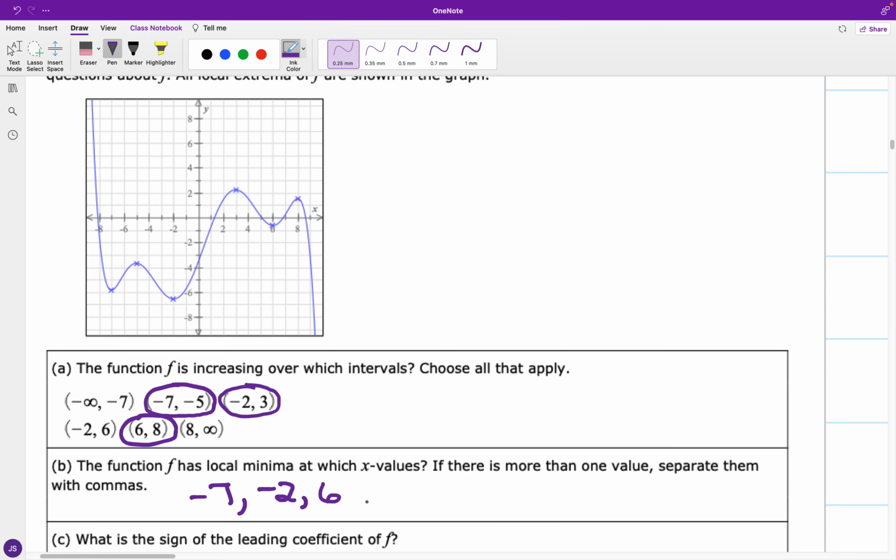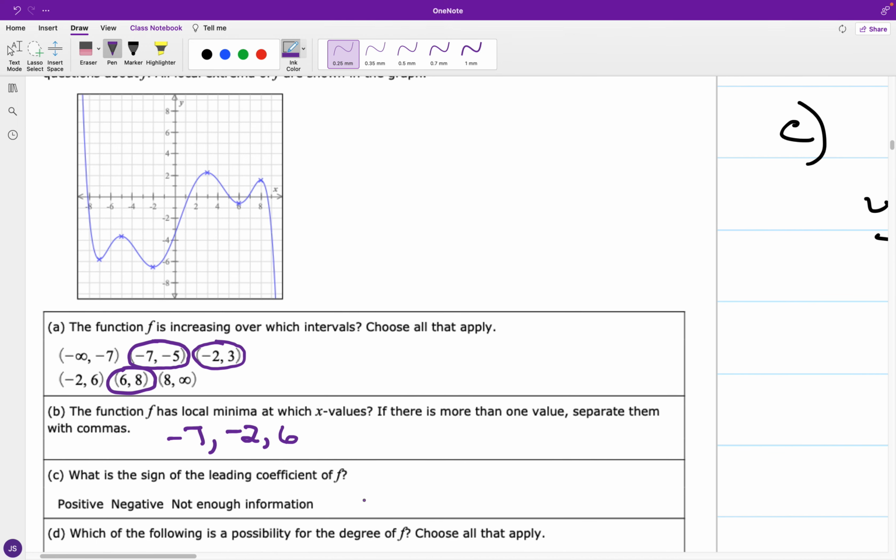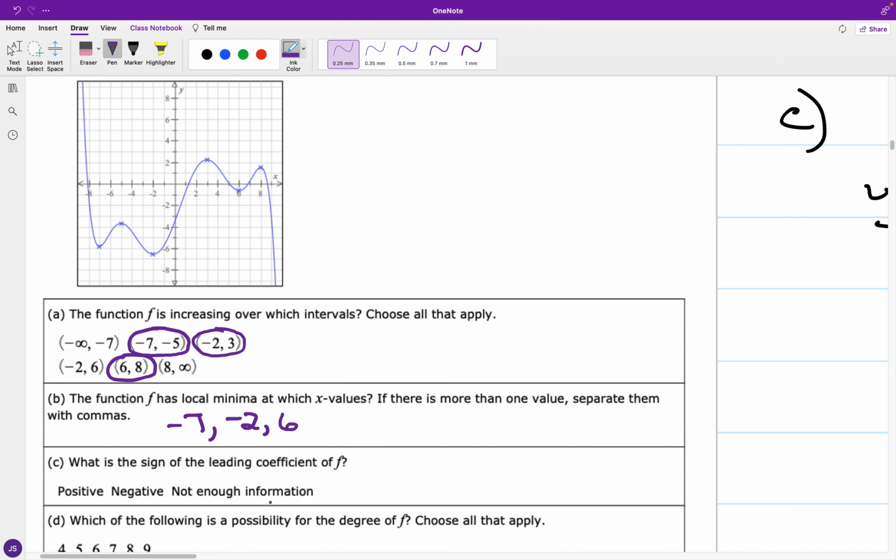Now for the question regarding the sign of the leading coefficient of f, this is like taking the end behavior parts in reverse. If you notice, you have up to the left, down to the right. So end behavior: up to the left, and down to the right.